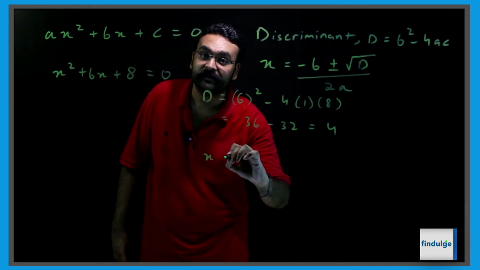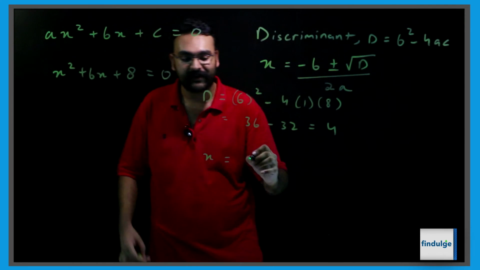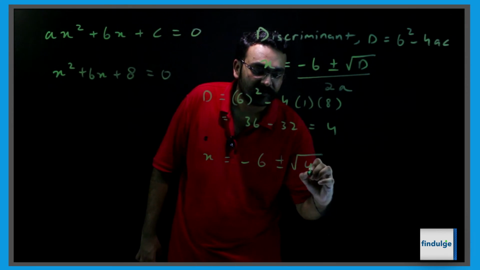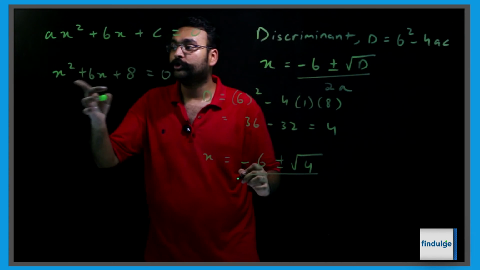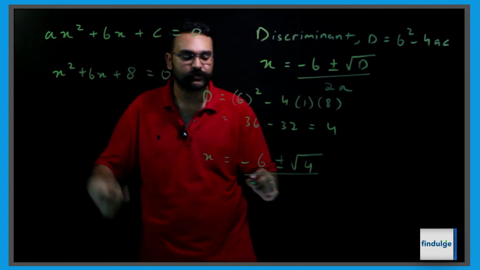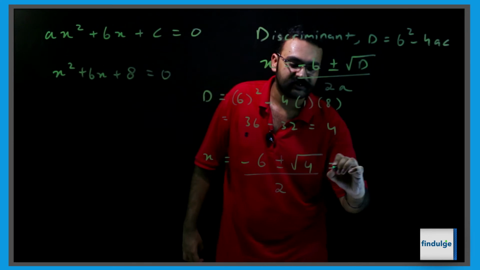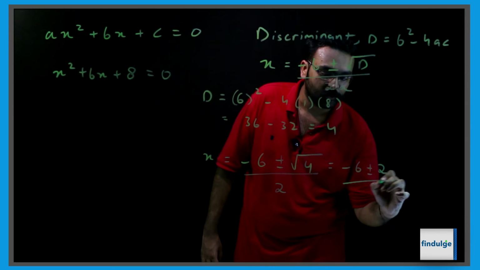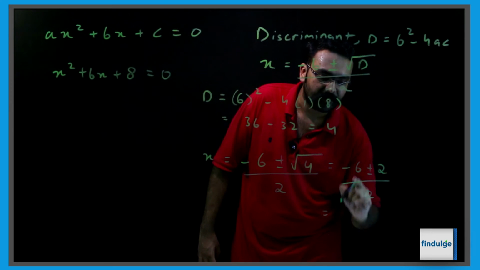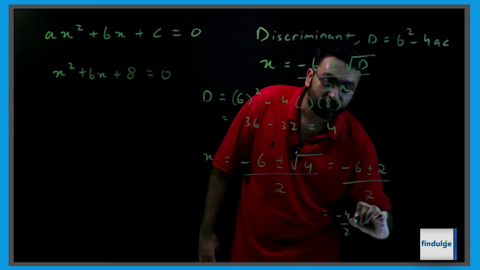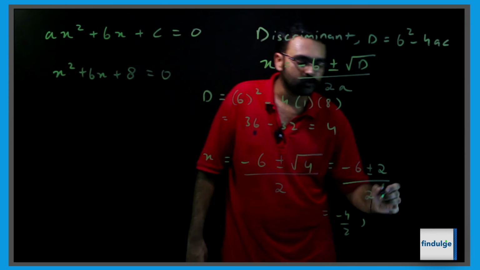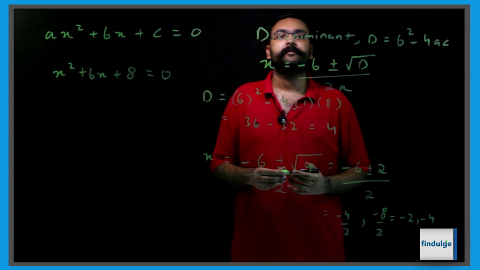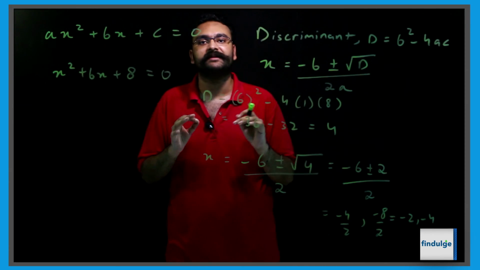So x is equal to minus b, minus 6, plus minus the square root of my discriminant 4, divided by 2 times the coefficient of x squared, which is 1. This is nothing but minus 6 plus minus 2, square root of 4 is 2, upon 2, which will be minus 6 plus 2, minus 4 upon 2, or minus 6 minus 2, minus 8 upon 2, which is again minus 2 and minus 4. So we have again got our same answer.